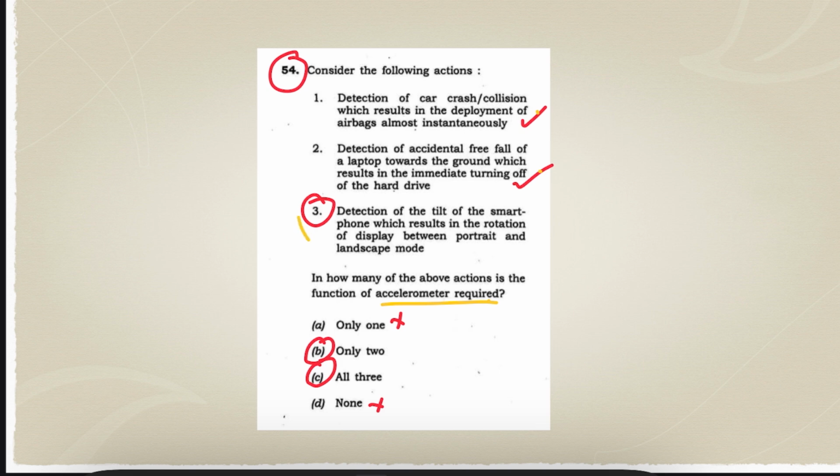Option A, only one, is not correct as of now, based on what I have read in the question. And option D is also not correct, so I'll put a cross mark in front of both these options. Now I'm left with options B and C. I'll put a little circle around options B and C, indicating that I am confused between these two options.